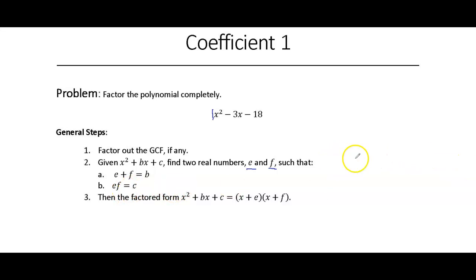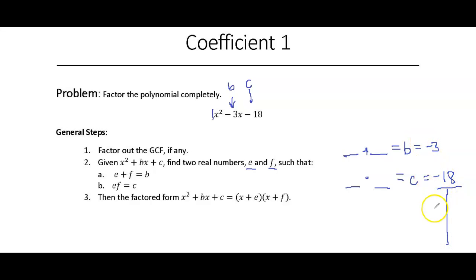So off to the side here, we're going to look for two real numbers, such that if we add them to each other, we get b, which is negative 3. Also, if we multiply them together, we should get c, which is negative 18. It might be a little easier to think about what factors of negative 18 would add to get negative 3.